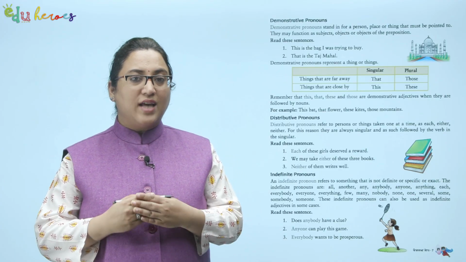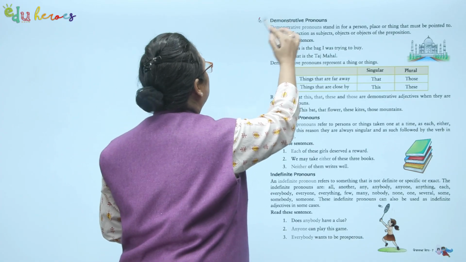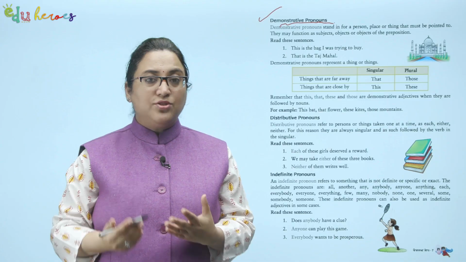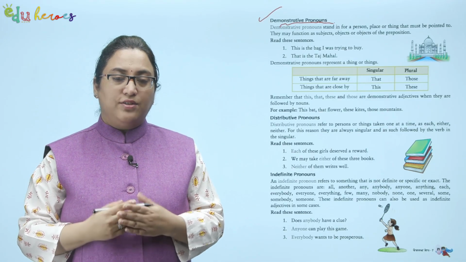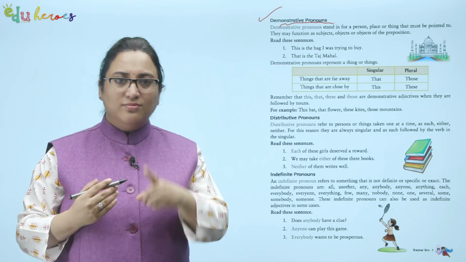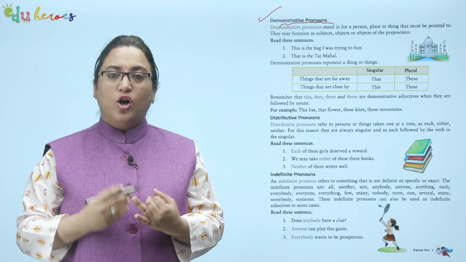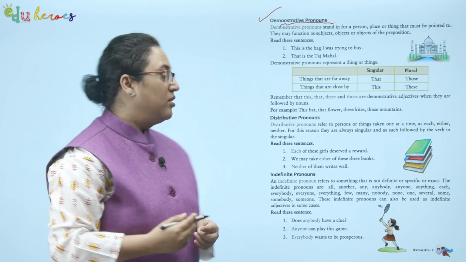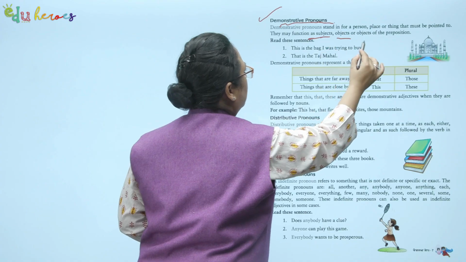Coming up are demonstrative pronouns, children. To demonstrate means to show. Demonstrative pronouns stand in for a person, place or thing that must be pointed to. They may function as subjects, objects or objects of the preposition. So, three functions for them.